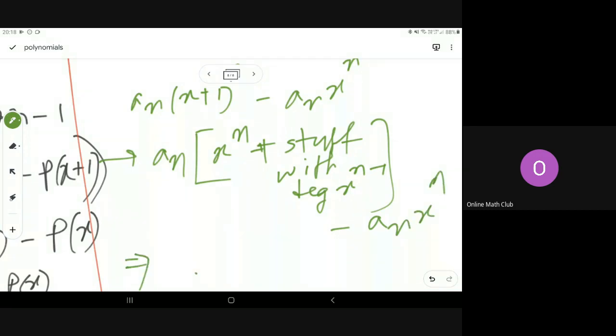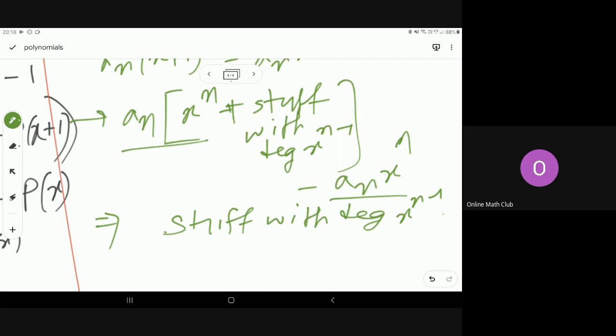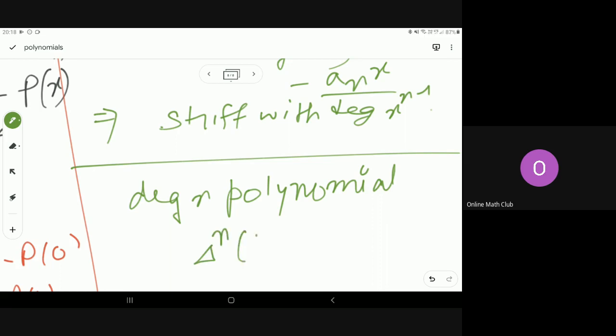So basically this and this just cancel each other, and you are left with stuff with degree x to the n minus 1. This reminds me that I should tell you that if you have a degree n polynomial, and you take the finite difference of it at any point n times, then that gives you n factorial.